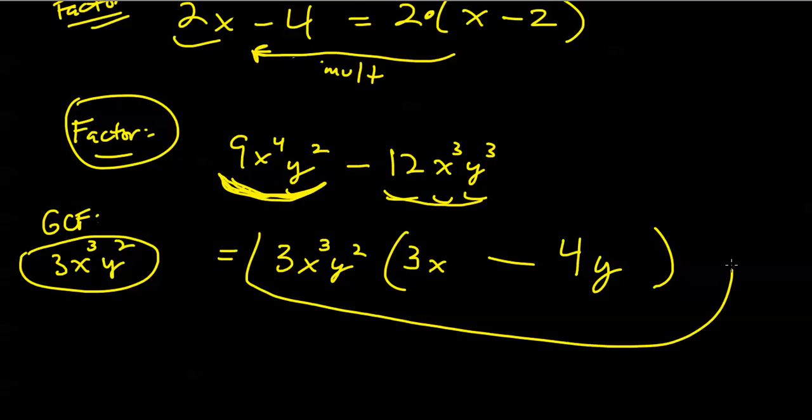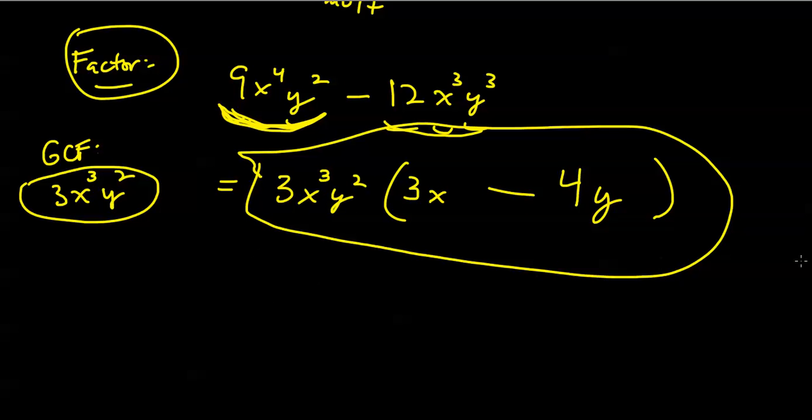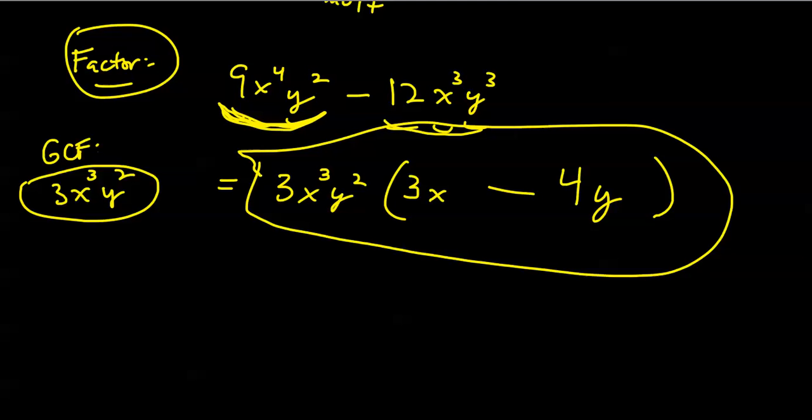So I call this GCF factoring. I identify the greatest common factor and work my distributive law to take out that factor from that polynomial sum. Okay?